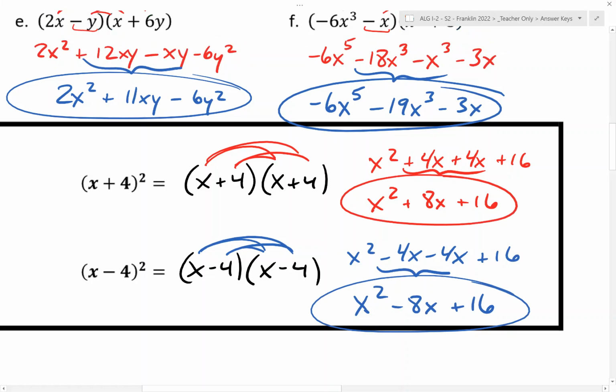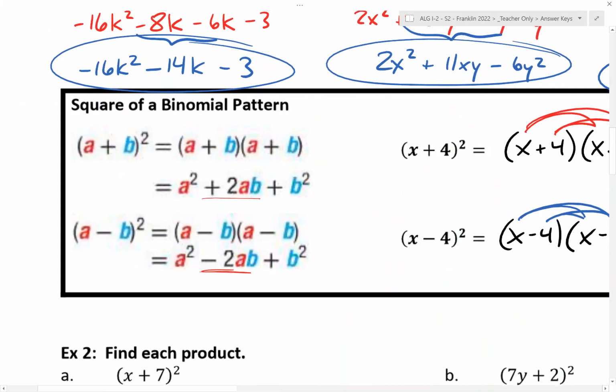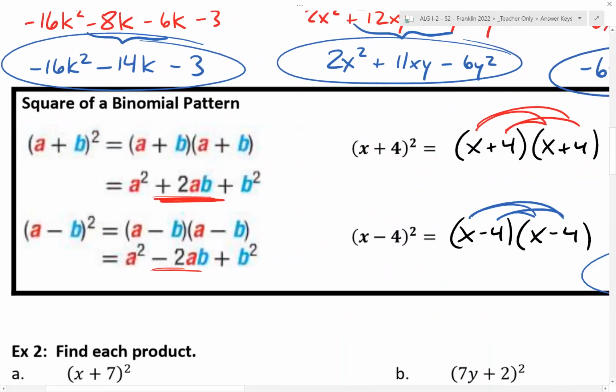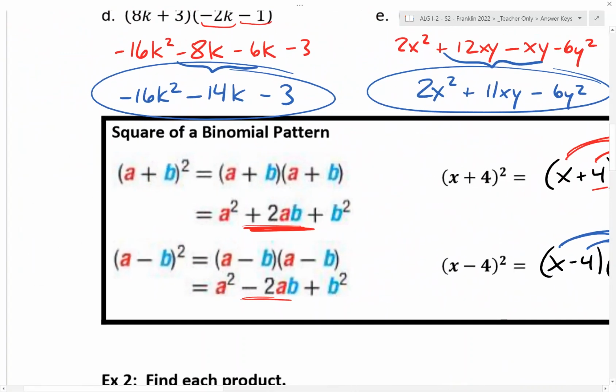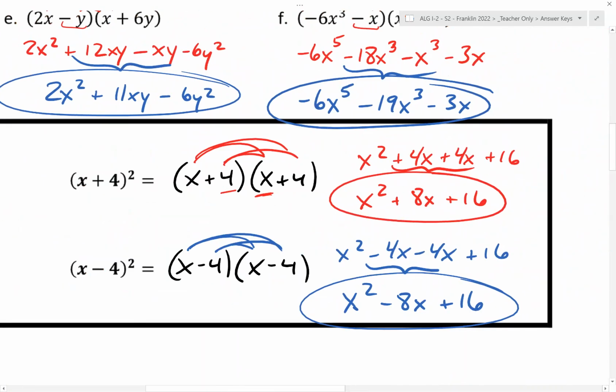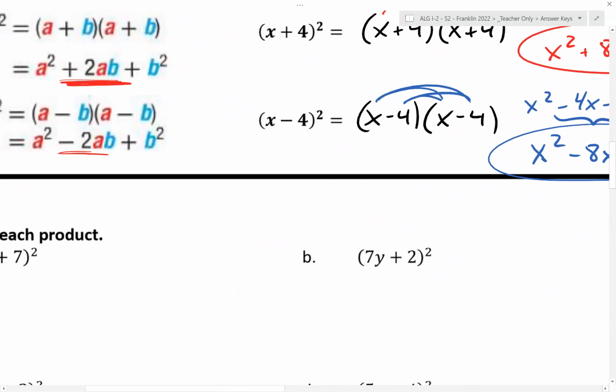But the important part is if you see a binomial squared, I would say safest bet is to just write that out and do the multiplication as normal. But you can remember the pattern plus 2ab. So you're going to multiply these numbers together and then double it. So 4x times 2 is 8x, or negative 4x times 2, negative 8x.